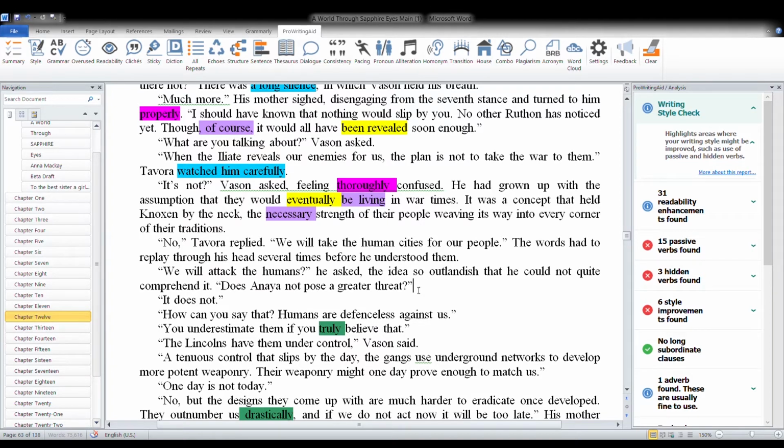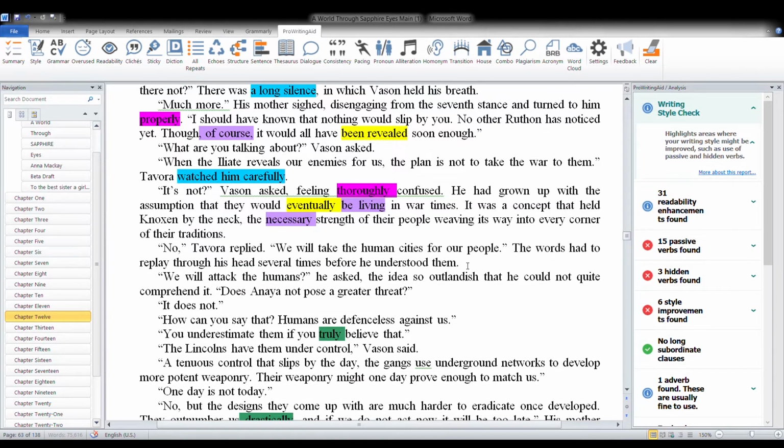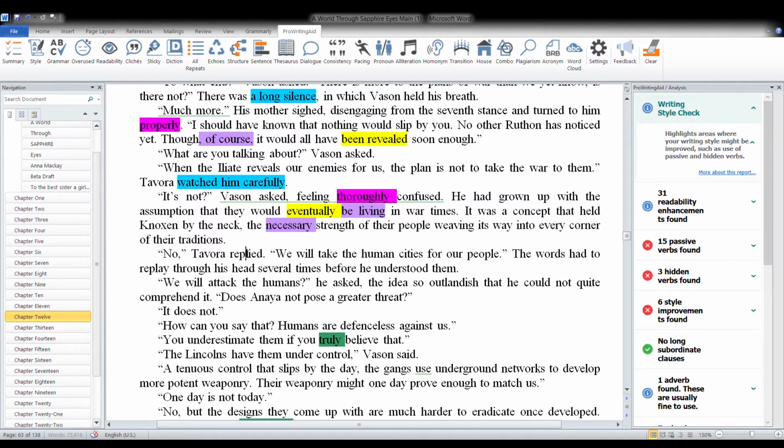So let's have a look. I think this is where I was. "The words had to replay through his head several times before he understood them." Yes, I fixed that sentence. "We will take the human cities for our people." I read that too. Let's just jump to here. "It was a concept that held Noxon by the neck, the necessary strength of their people weaving its way into every corner of their traditions."